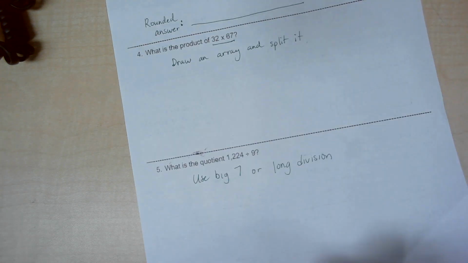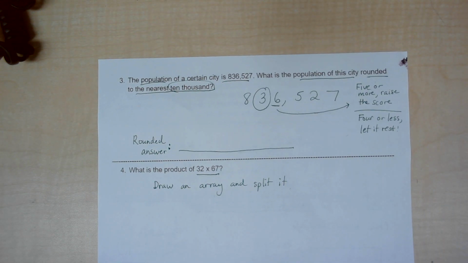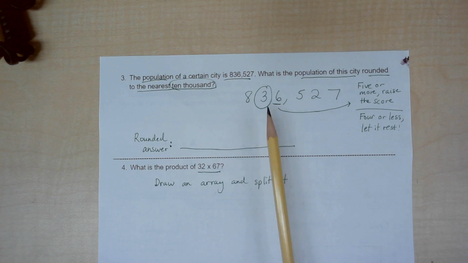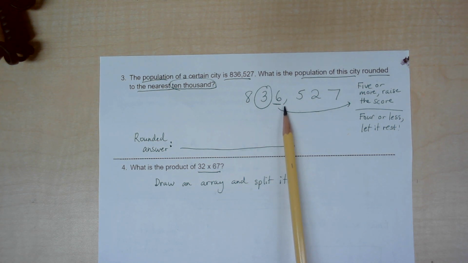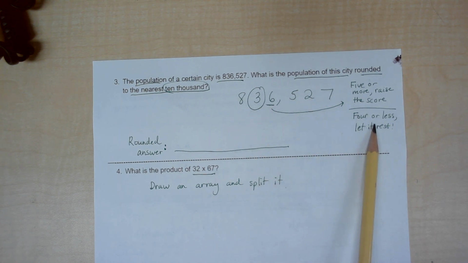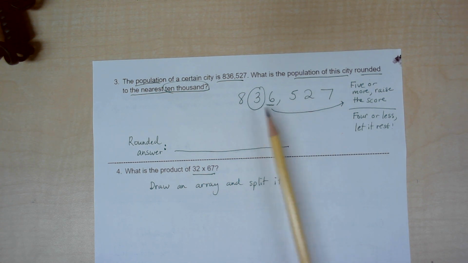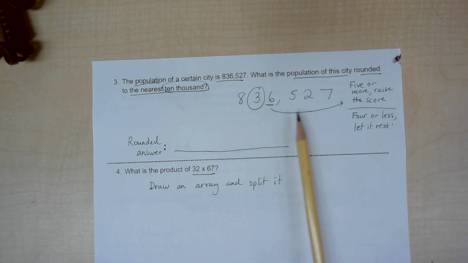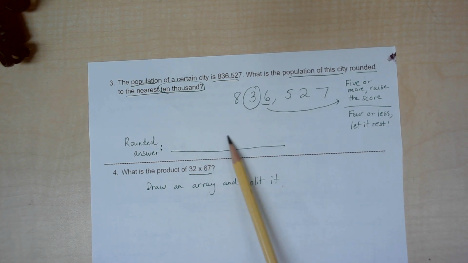Okay. Number 3, the population of a certain city is 836,527. What is the population of the city rounded to the nearest 10,000? So this one's fairly easy. The 10,000th place is here, and then you underline the digit to the right. If it's 5 or more, you raise the score of the circle digit. If it's 4 or less, you let it rest. So you can see what this underlined digit is. It's a 6.